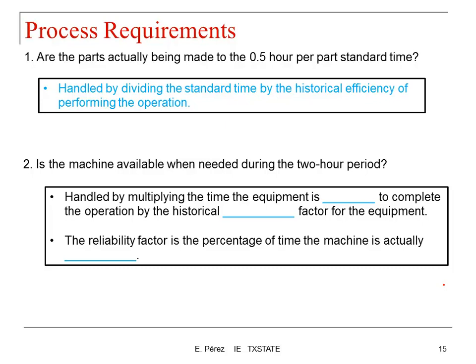Then the second question is, is the machine available when needed during the 2 hour period? This is handled by multiplying the time the equipment is available to complete the operation by the historical reliability factor for the equipment. And the reliability factor is the percentage of time the machine is actually producing. So again, historical data is important. There will be some machines that are older than other ones. Those might fail often. So all those things are also important. It's not only the process, but the type of equipment that you are using.